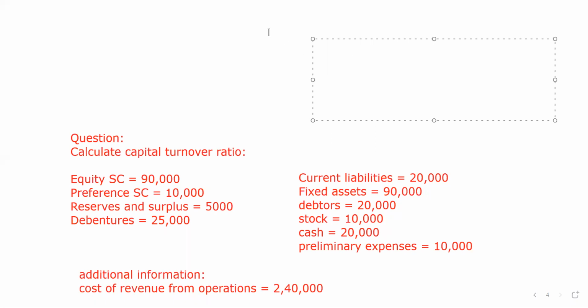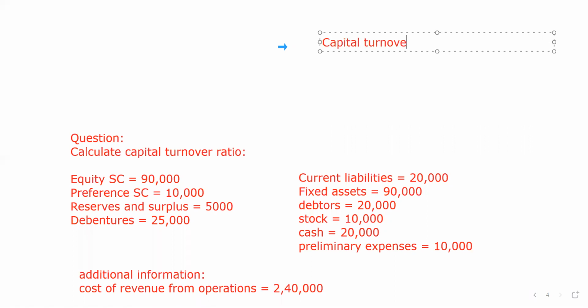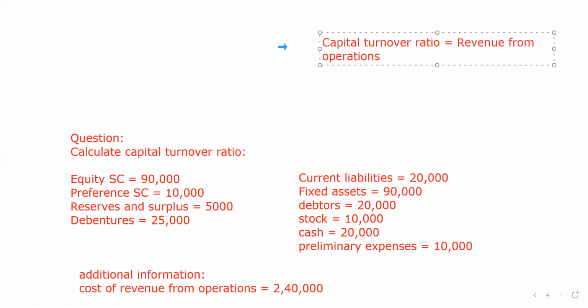So now tell me, how can we calculate capital turnover ratio? Capital turnover ratio is equal to, what is the equation? Revenue from operations divided by capital employed. Revenue from operations divided by capital employed. Okay.